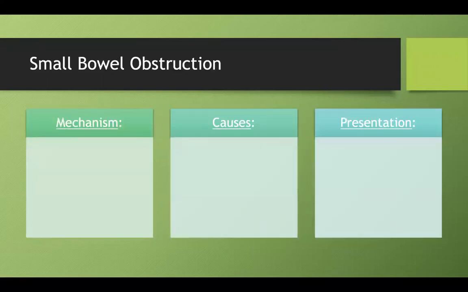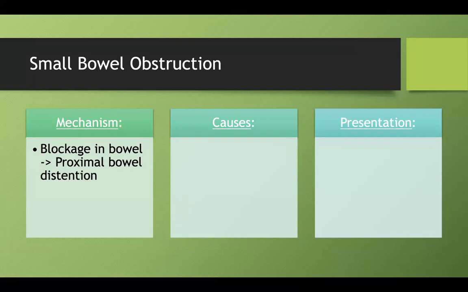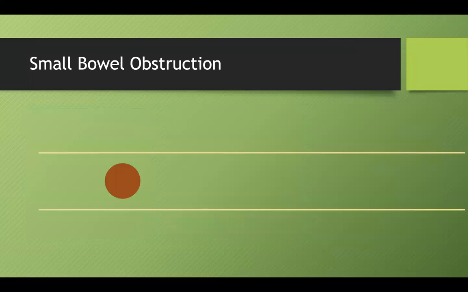Small bowel obstruction is finally something totally different. This is a blockage in your bowel. This will lead to proximal bowel distension. And so let's see what that looks like.